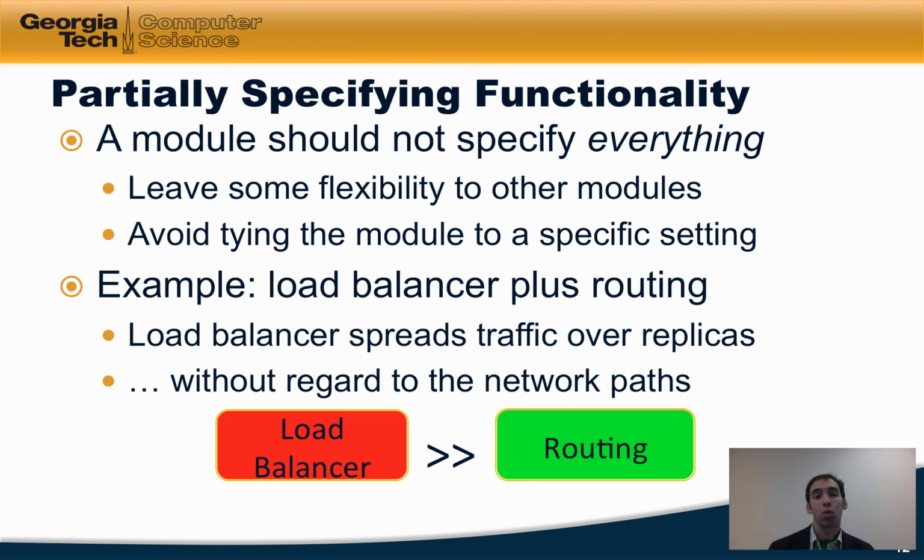For example, when we applied load balancing followed by routing, the load balancer did not need to know how routing was being performed in that network. Therefore, if we wanted to use the load balancer in a different network, it would be relatively easy to reuse that component, even in a network where routing was performed in a completely different way.